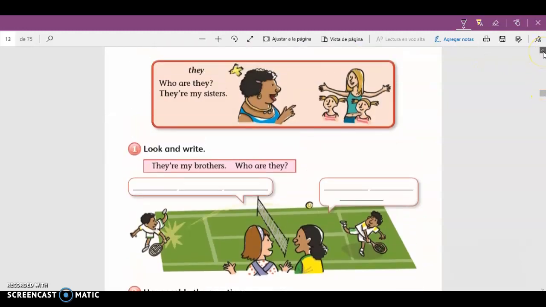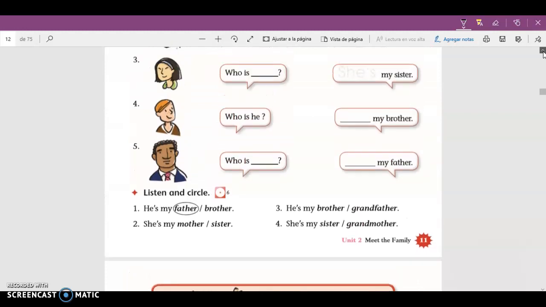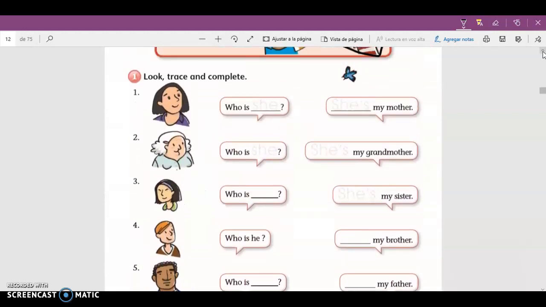Now, this part over here, you need to complete the question. Look and trace and complete. Let's ask. Who is she? Repeat. Who is she? She is my mother. Number 2. Who is she? Let's repeat. She's my grandmother. Who is she? She's my sister.